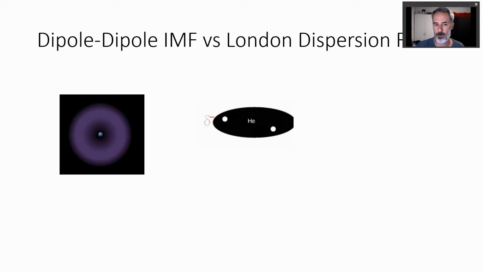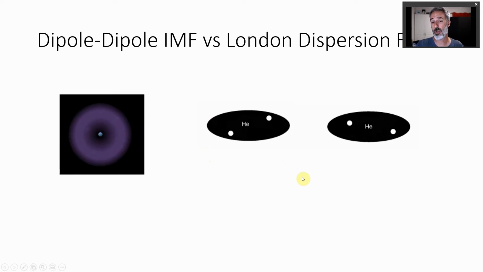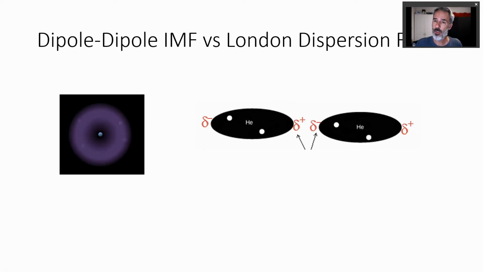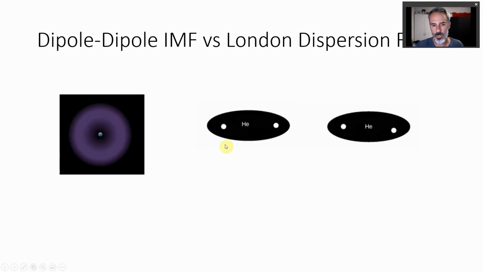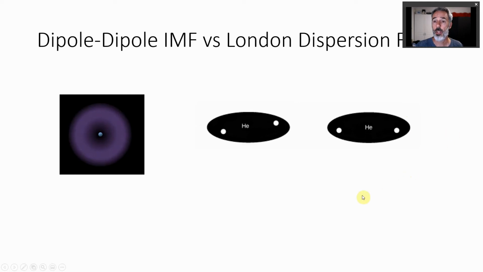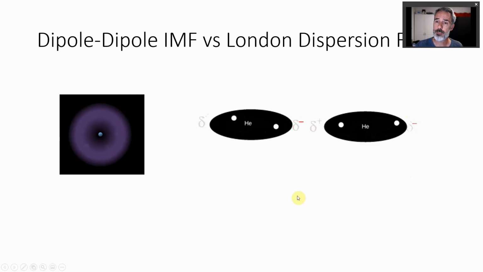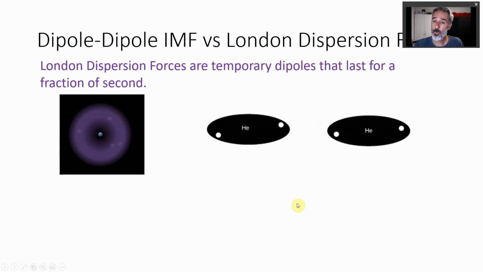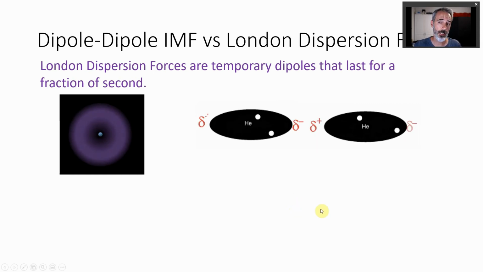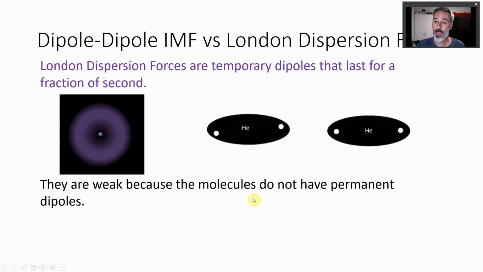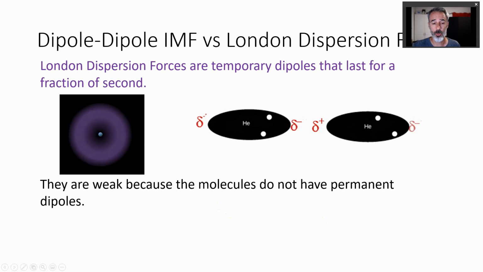and it's going to have a temporary dipole. And if it were to run across another helium atom that was in a similar situation at that moment, for that fraction of a second, if this one's electrons are down here on this end and the other ones are down there on the other end, they will have a momentary attraction. So what a London dispersion force is, it's a temporary dipole. So they're going to be weak because they only last for fractions of a second. They're weak because molecules do not have permanent dipoles when they're nonpolar.